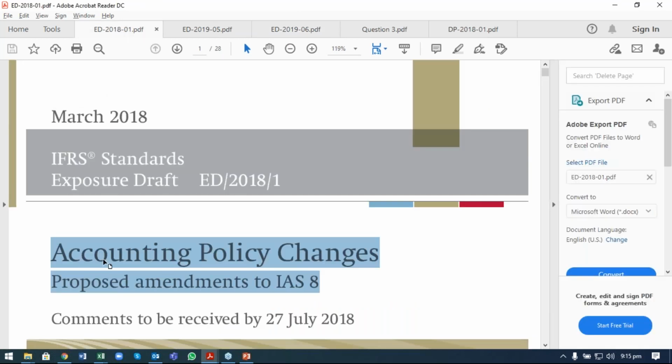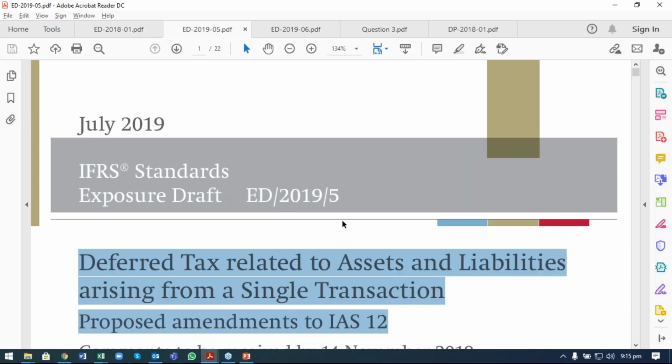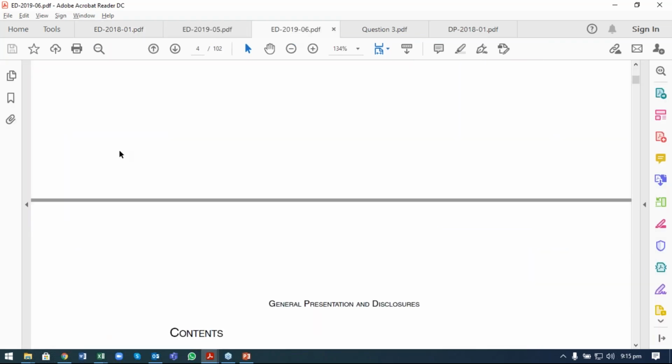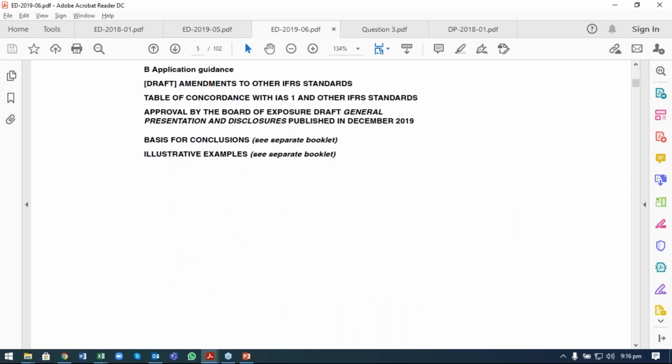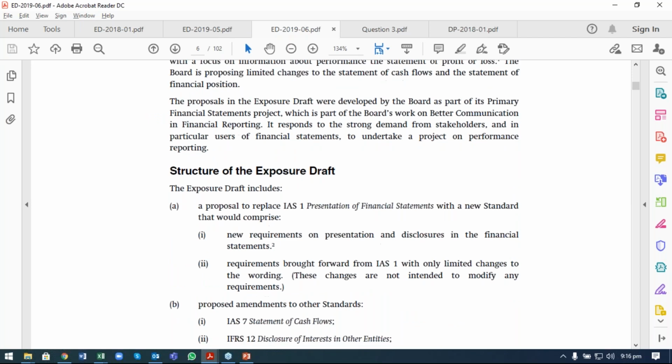As I have shared with you, this is the exposure draft on accounting policy changes, proposed amendments. One is related to IAS 8. The second one is related to deferred taxation, IAS 12. And this third one is related to a few of the standards, and I'm going to share those main requirements.